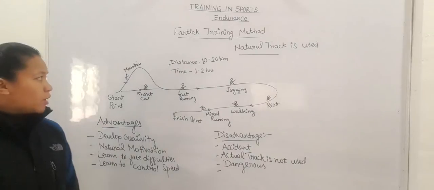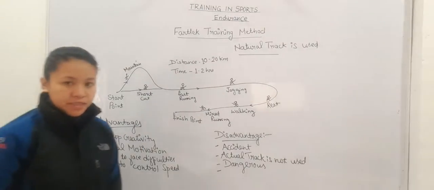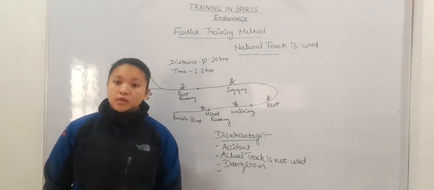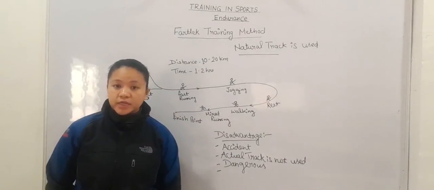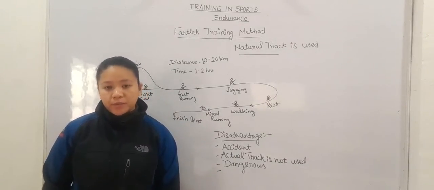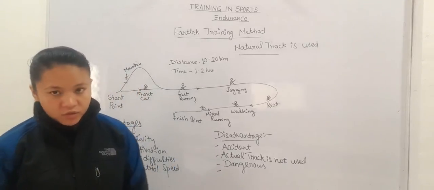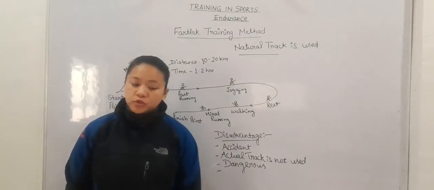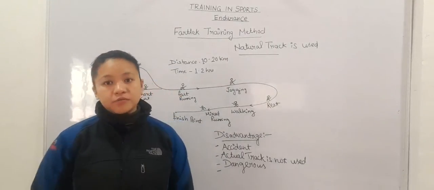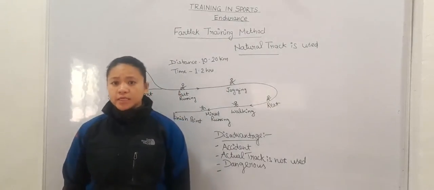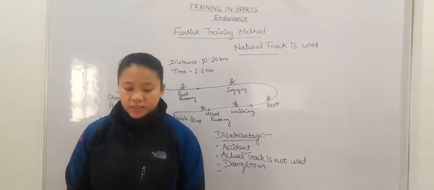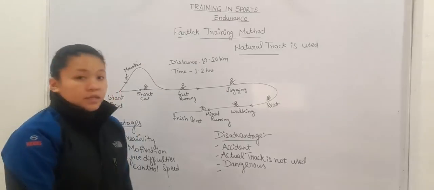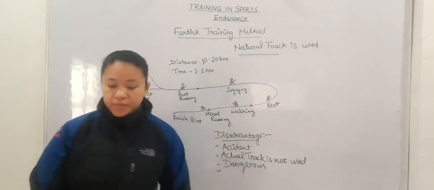This is about the footwork training methods, which are also used to develop endurance. It is very beneficial for improving the endurance. The natural track is used and the athlete is free to use his own speed. He may run fast, slow, jogging, running, etc. Next is continuous training methods.